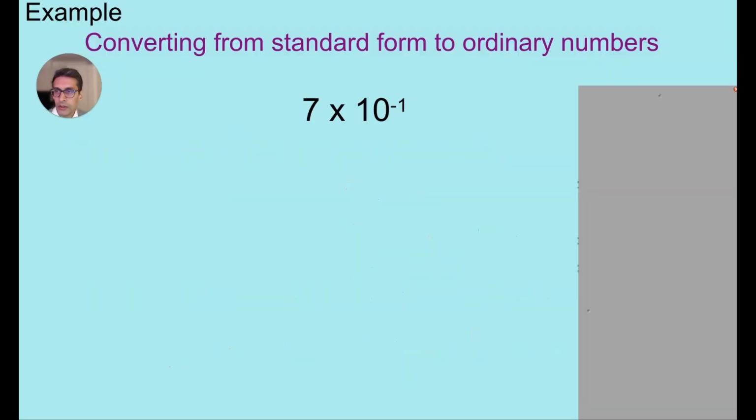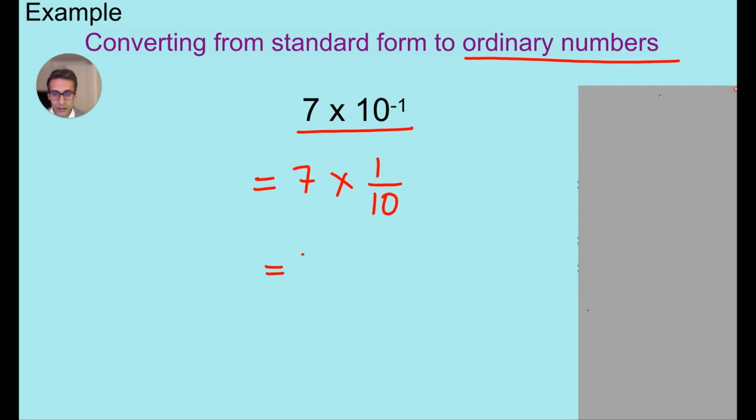Okay, let's do the first example here. So we are going to do 7 times 10 to the power negative 1, and we want to convert it into an ordinary number. So we know that this means 7 times 1 over 10. That's the same as 7 over 10, or 7 divided by 10, and that is the same as 0.7.